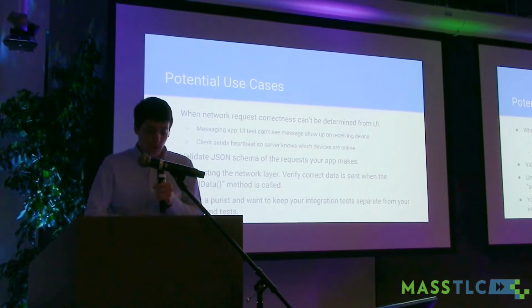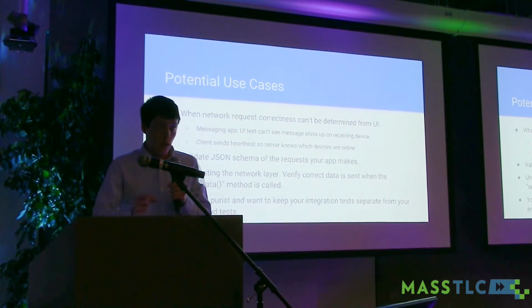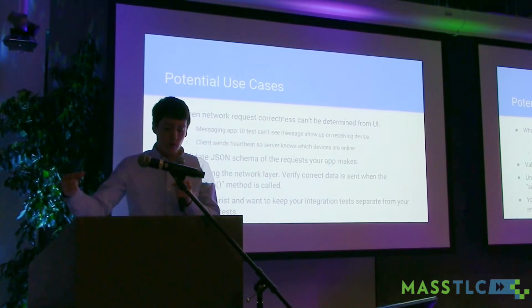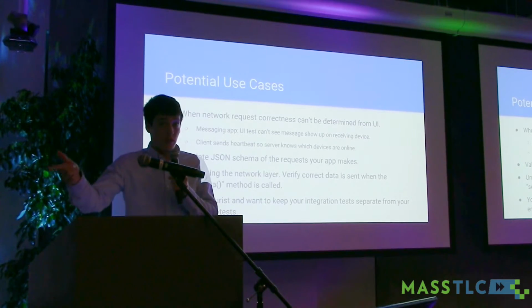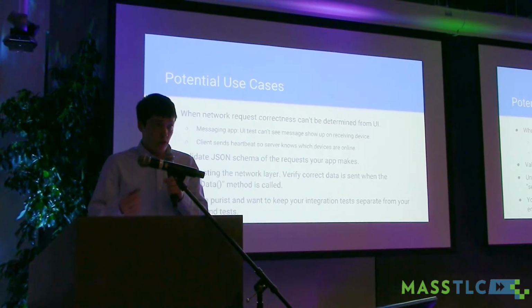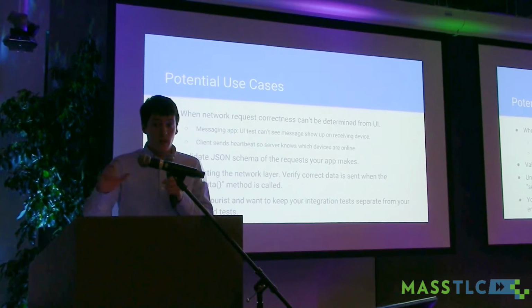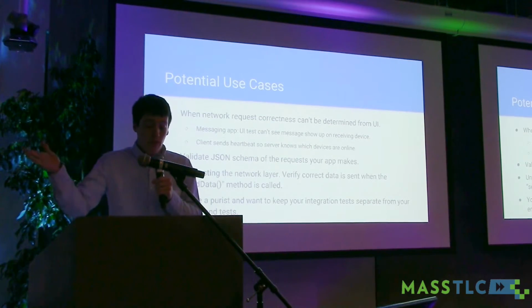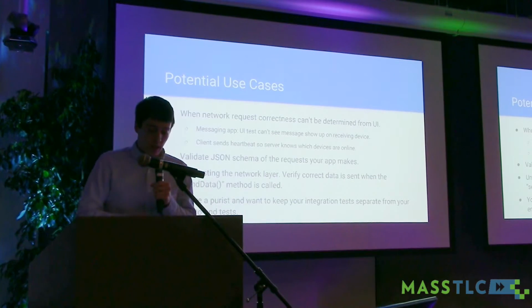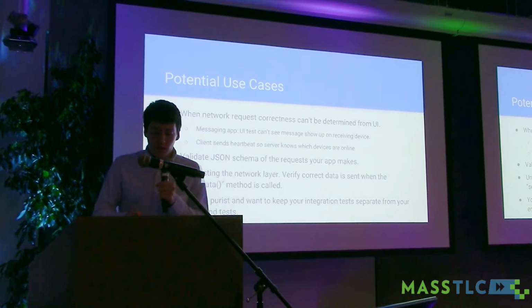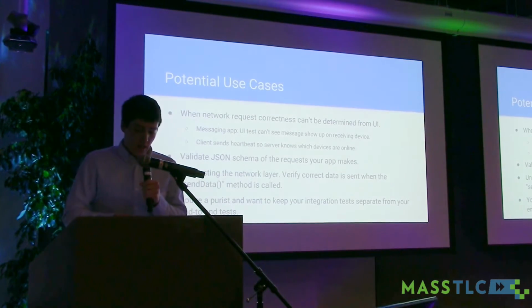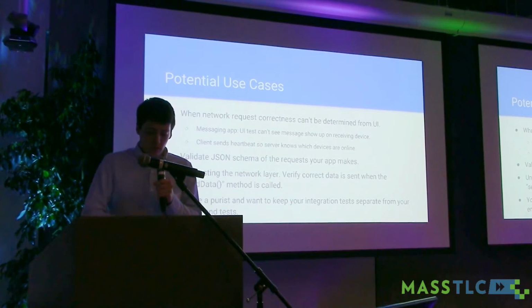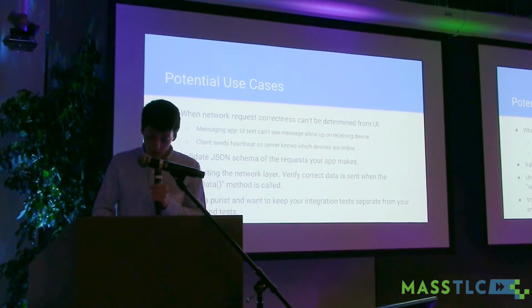Some examples are a messaging app. A UI test can determine whether a message was received correctly and displays correctly, but you can't determine that sending a message gets to the other device. So you could use the mock server to capture that request and see that it properly sends the send message request. Or you have a client heartbeat used for the server to know which devices are online. There's probably no UI built in to show that, so you would use this to make sure that the correct requests are happening and they're happening at the right times.